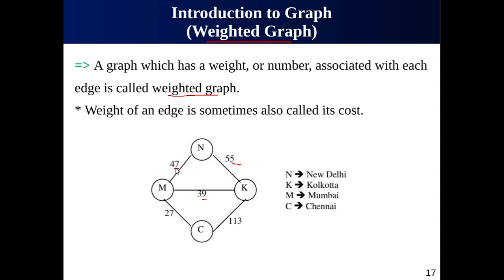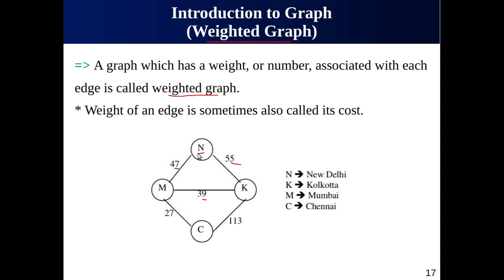Sometimes this weight is known as a cost. So it is about cost. Again, cost of what? Actually, this weight represents certain conditions or situations associated with the edge. It could be distance, it could be speed, etc.